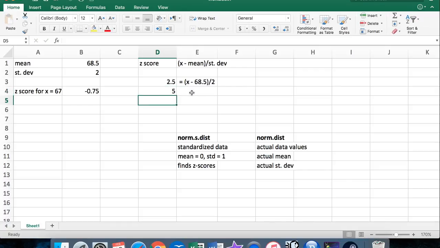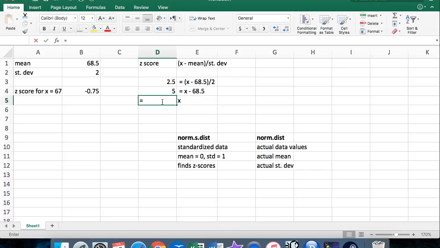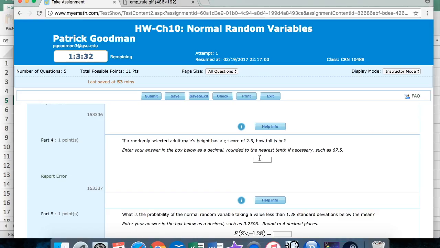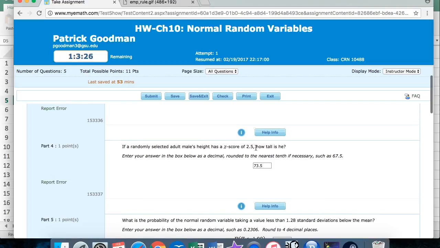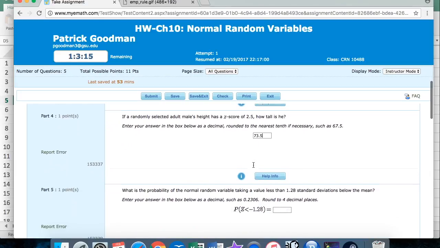So we get 5, and that is equal to x minus 68.5. So add 68.5 to both sides to get your x by itself. So then x is simply going to be 68.5 plus 5, so 73.5. So he would be 73.5 inches tall. Okay, and that makes sense, right? Because this is a positive z-score, so this number should be greater than our mean, and our mean was 68.5. So this answer does make sense. Okay.